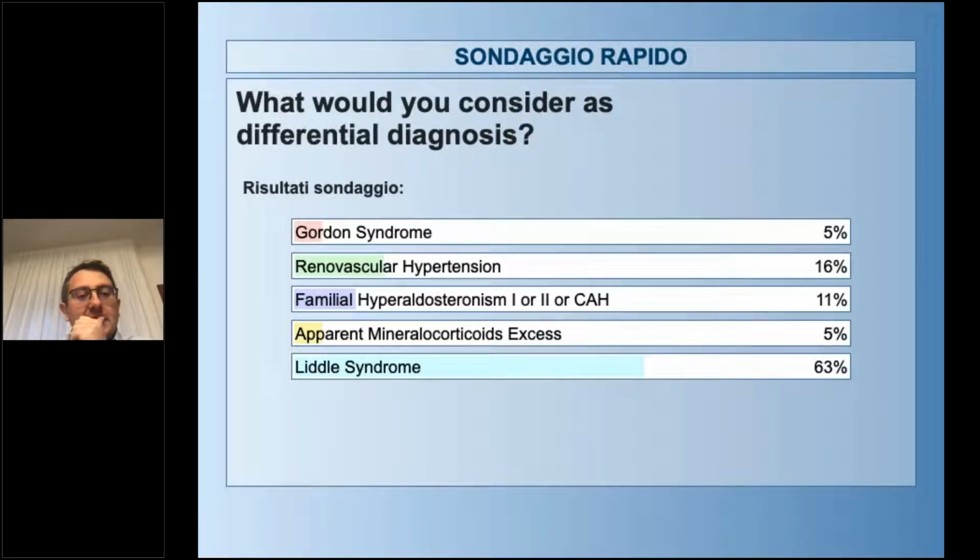Okay, the majority of you consider Liddle syndrome, but of course familial hyperaldosteronism, the adrenal monogenic forms, and apparent mineralocorticoid excess should be ruled out. Renovascular hypertension usually is sustained by high aldosterone and high renin, while the patient here has low renin and a low aldosterone level. So let's check what happened.